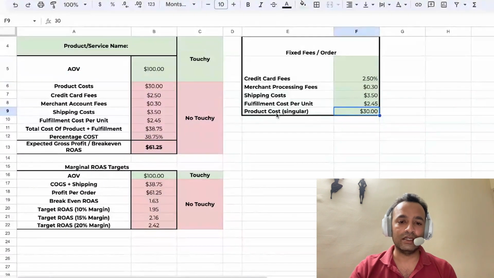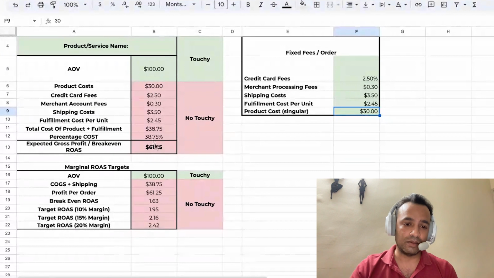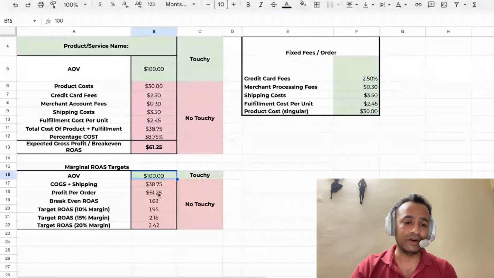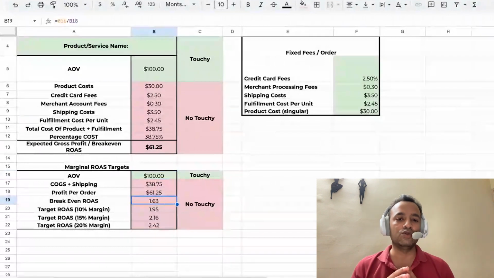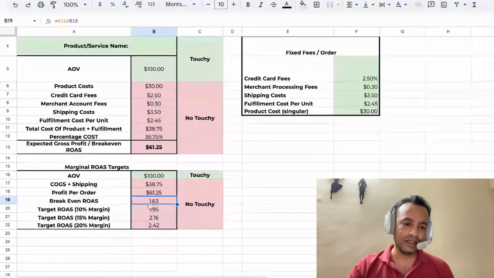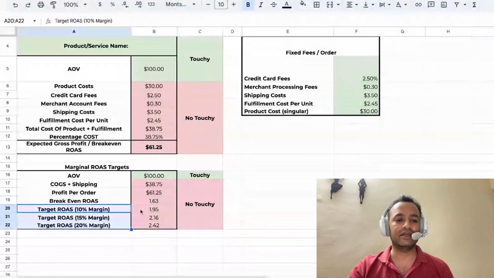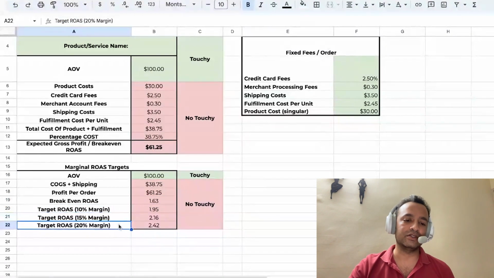one thing that you'd note is the product cost here is $30. The moment you run these numbers, you would figure out that with a $100 AOV, your break-even ROAS is 1.63. That means that if you are, as a business or as an agency, able to hit a 1.63, you will be able to break even. And then, just for the sake of clarity as well as future goals, if you had to operate at a 15 or a 20% margin, these are the numbers that you will have to hit.